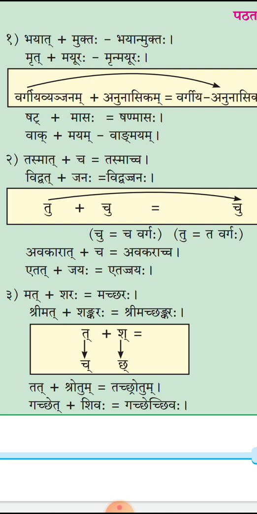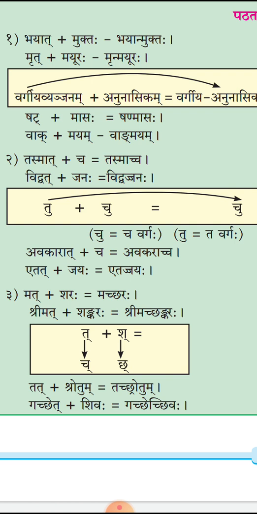Next example is avkarat plus cha. Here also at the end of avkarat we have halanta ta and it is followed by cha. So this ta will be substituted by cha and the answer will be avkarat cha. Next example is etat plus jayah. Here ta is followed by ja. So halanta ta will be substituted by ja and the answer will be etat jayah.